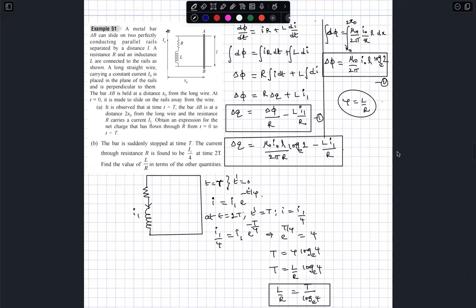Right. Boys, any doubt on this? You can ask me. This is once upon a time a difficult question. A lot of students were troubled, but the issue is half the question can be done.